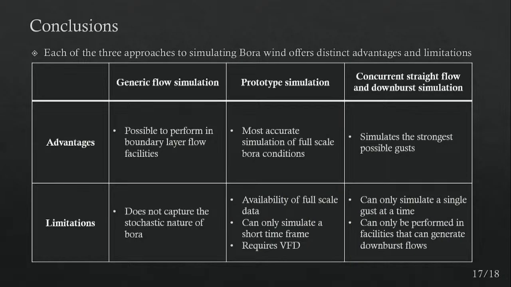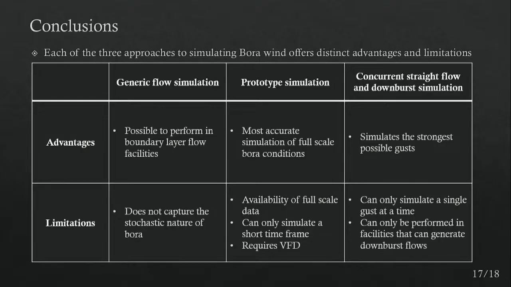So to conclude, in those three different methods that we used, they all have some advantages and some limitations. So for the generic flow simulation, the advantage is that this can be performed in several laboratories around the world. All that we need is to be able to change from the base to gust velocities. Now, of course, the limitation here is that it doesn't really capture the stochastic nature of Bora, in the sense of Bora doesn't only have base velocities and gust velocities, but also everything in between as well.